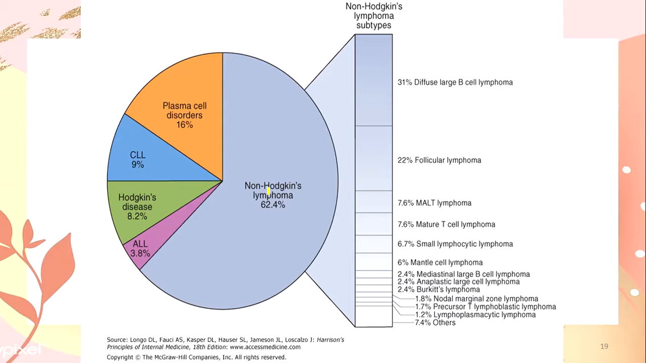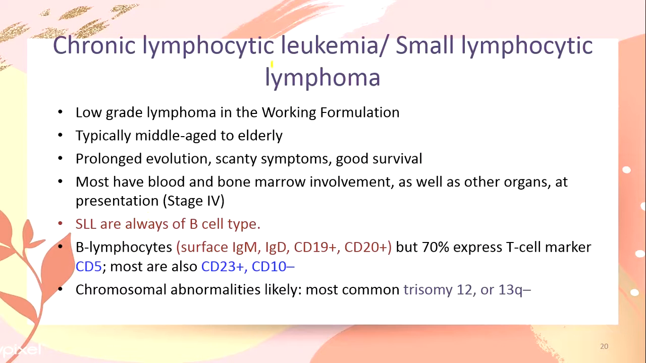This figure shows you the incidence of various types of lymphoma. The incidence of NHL is 62.4%, and among these 31% is incidence of DLBCL. 22% is incidence of follicular lymphoma. And the incidence of Hodgkin disease is 8.2%. Small lymphocytic lymphoma, also called chronic lymphocytic leukemia. It is a low-grade lymphoma in working formulation.